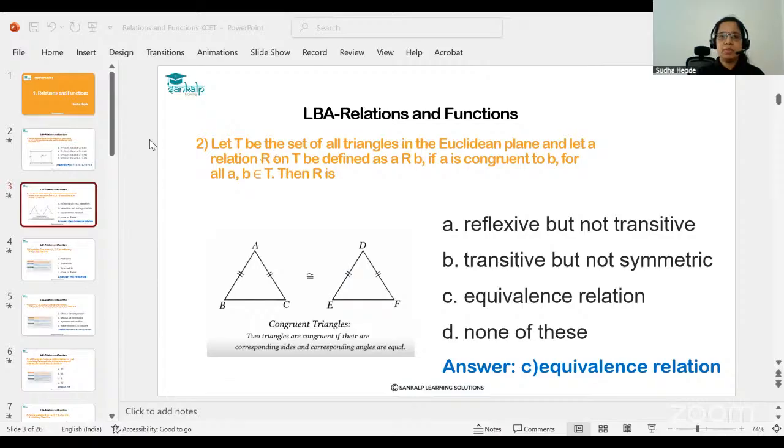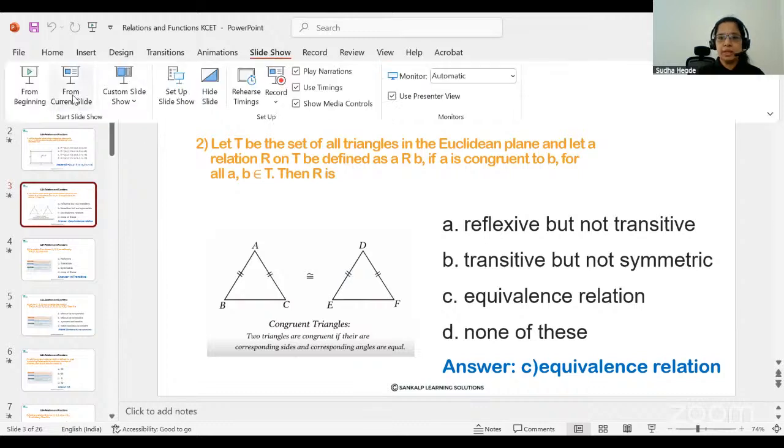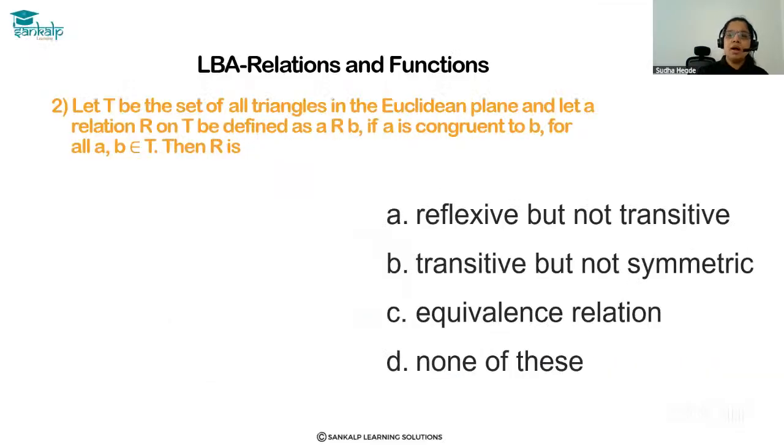Today let us take this KCET level question. Let T be the set of all triangles in the Euclidean plane, and let relation R on T be defined as aRb if a is congruent to b, for all a, b belonging to T. Then R is: A, reflexive but not transitive; B, transitive but not symmetric; C, equivalence relation; D, none of these.